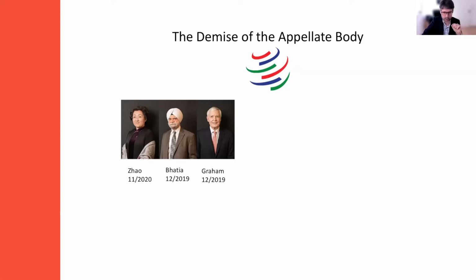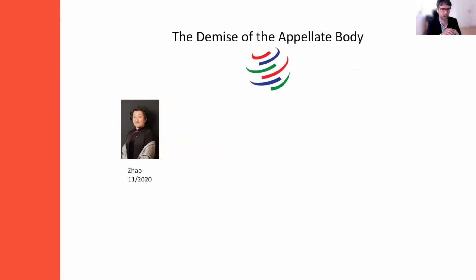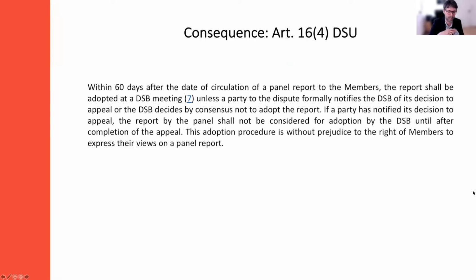And in December 2019, the term of 2 of them expired, and the Chinese appellate body member was the last one left in the institution. And in November 2020, her term expired as well. And that means that there are no members of the appellate body. Legally speaking, though, the appellate body is still there.